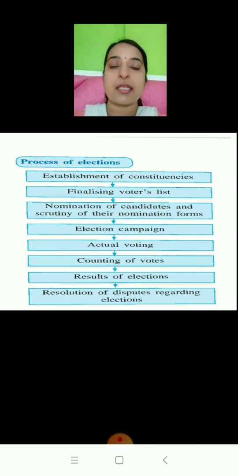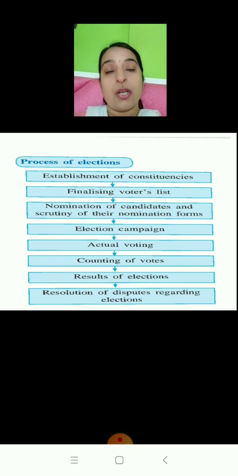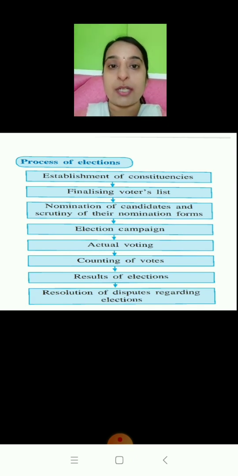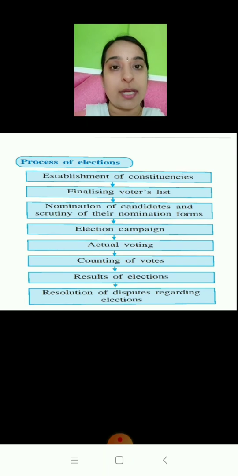Let us revise. Children, in the examination you get such concept maps, and when you attempt this question you have to be very careful with the sequence. For example, you cannot write counting of votes first and then election campaign next, because then your sequence becomes wrong. The process of election goes in proper steps, so you have to write in proper sequence. This is a very important question. It had already appeared in the board examination.